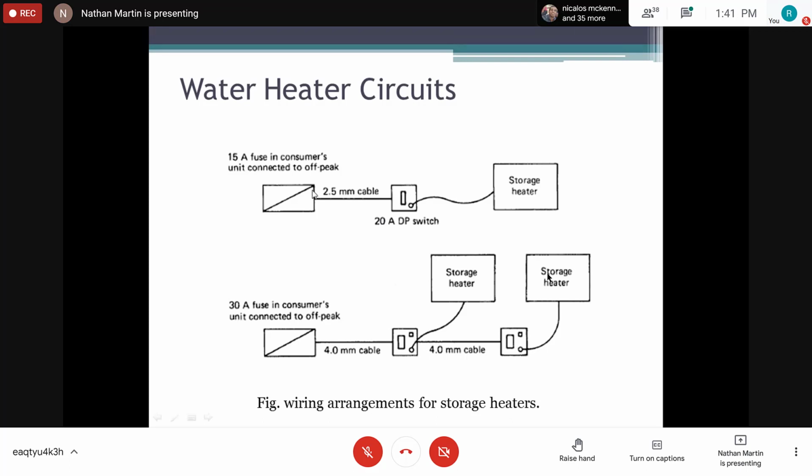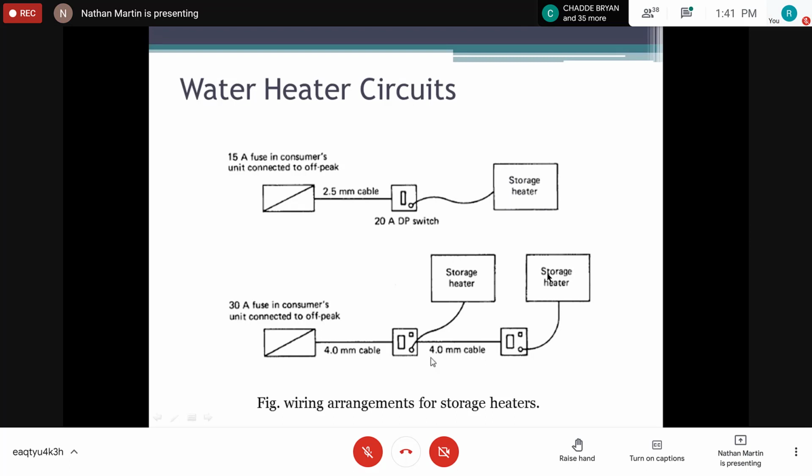So we have our panel box here. This symbol is our panel box. We have our 2.5 mm cable. We have our 20 amp double pole switch, right? And then it's connected to our water heater here, right?